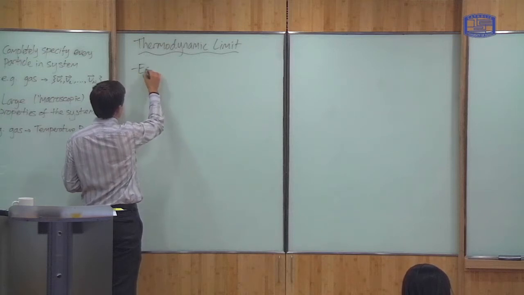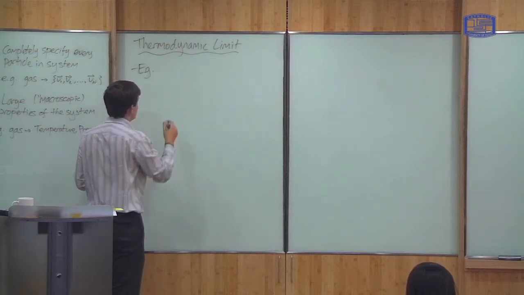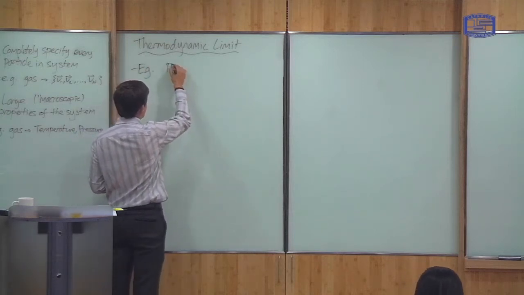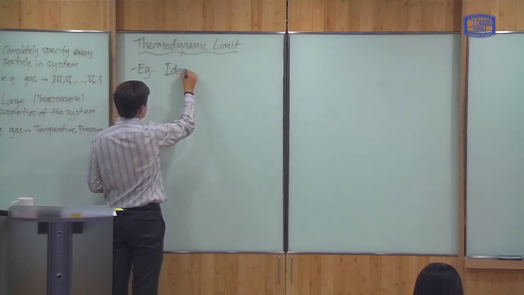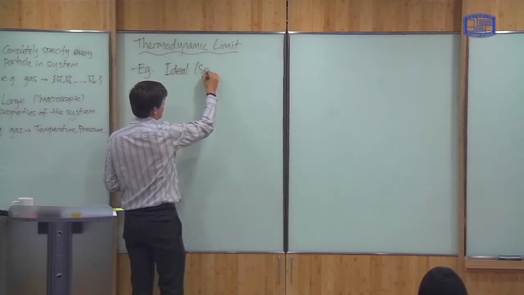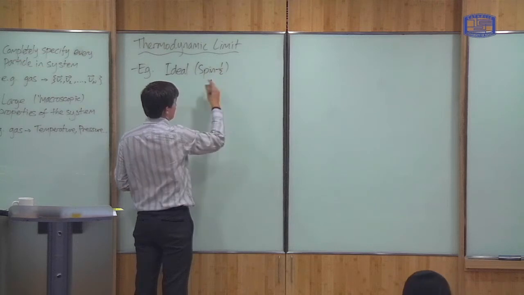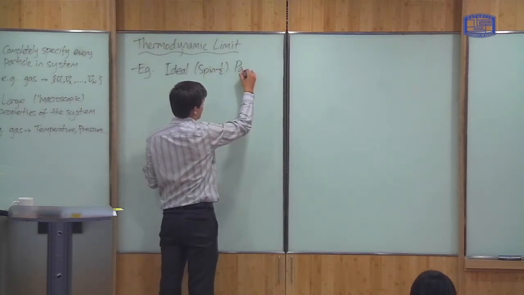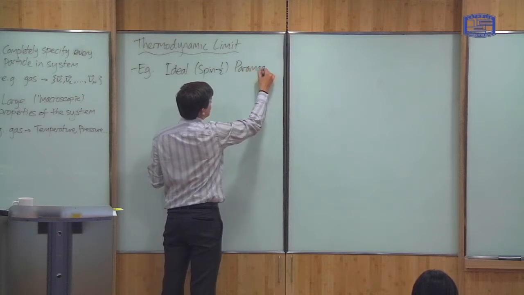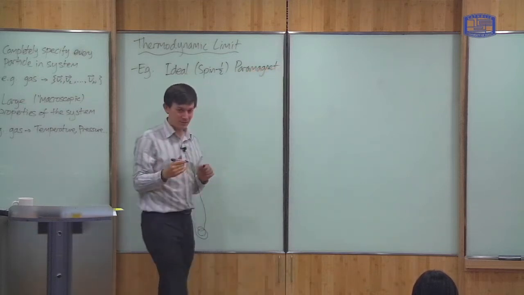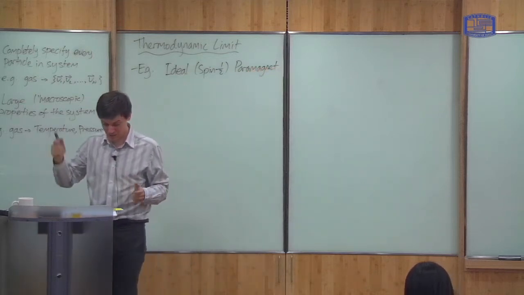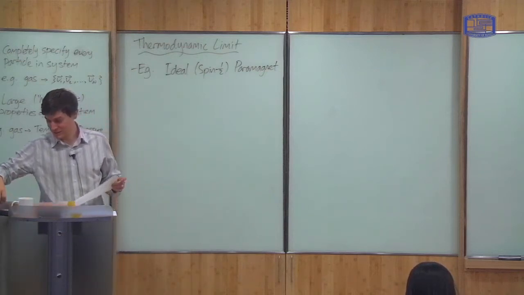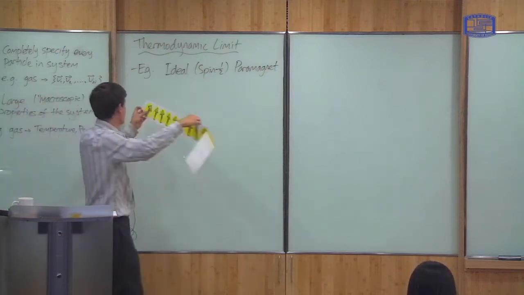So I'm going to do an example of this. And in particular, I'm going to do a very simple example, which is called the ideal spin half paramagnet. Don't worry about this if you don't know what it means, but anyway, the ideal paramagnet. So this is a very simple system, which I actually talked about in the first presentation. I made a paper model of it here.